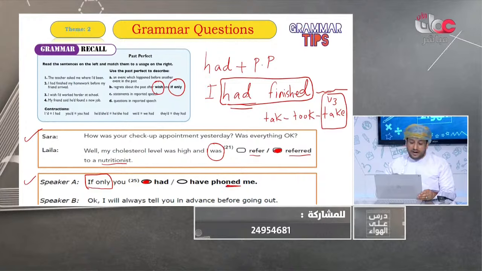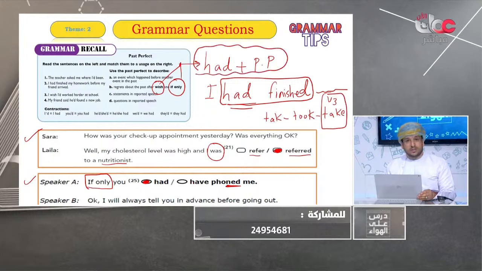So whenever you find wish and if only, remember this: you will just choose the past perfect structure. This is really important. For example, it's really sunny today. If only I had remembered to bring my sunglasses. So this is really important. Let's go to the second one.